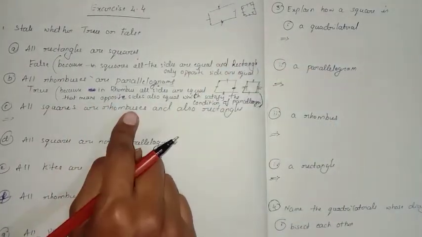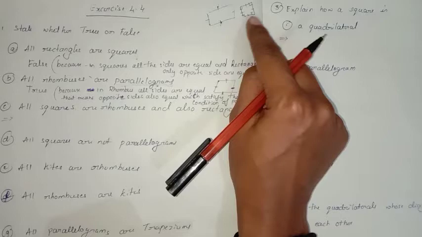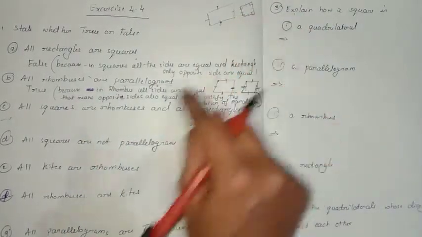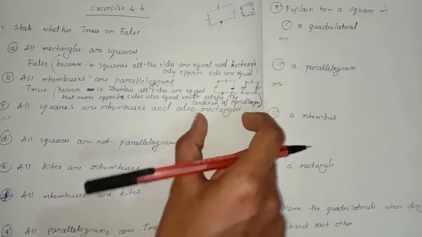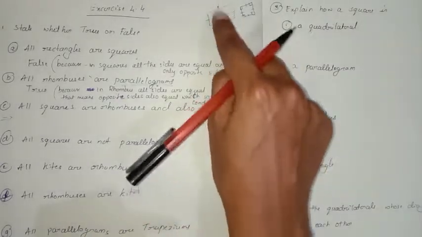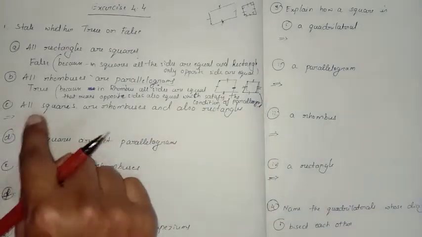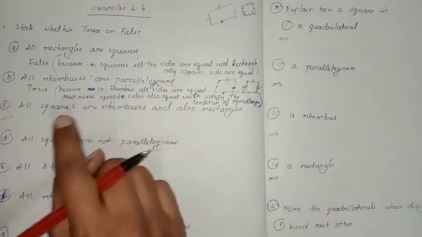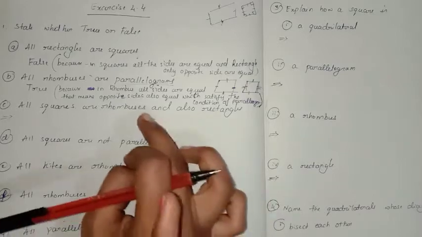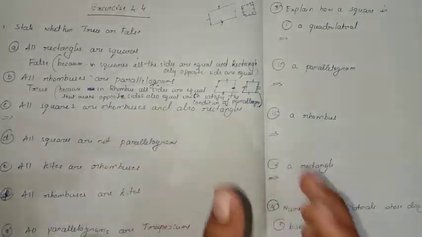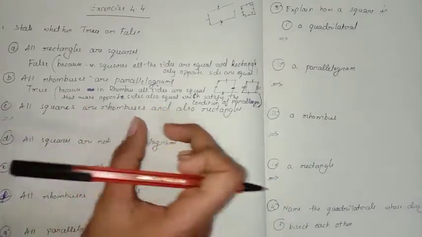All the squares are rhombuses. If all the sides are equal, we can say this may be a rhombus also. And also rectangle. So what is the condition for rectangle? The opposite sides must be equal to each other. That means all squares are rhombuses and even all squares are rectangles, because they go through the properties of the rhombus and rectangle.